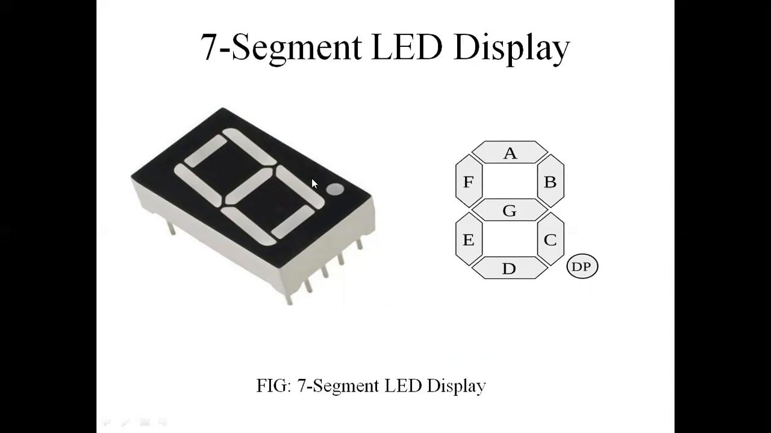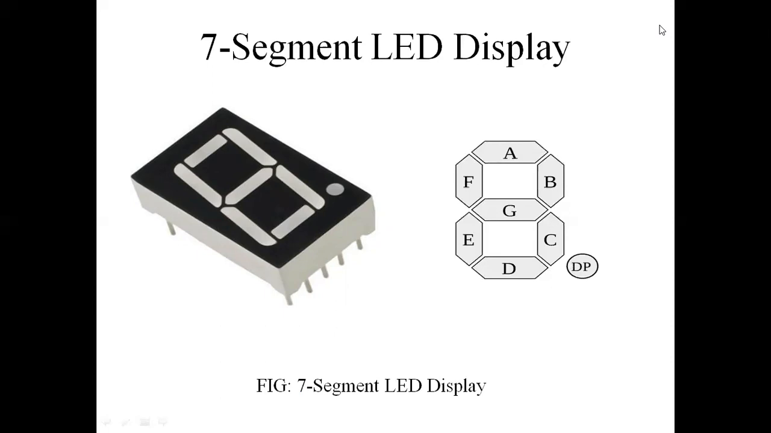What do you mean by alphanumeric? It means the display shows both alphabets and numbers, hence it is used for displaying alphanumeric characters. It contains 8 light emitting diodes. Seven of them are A, B, C, D, E, F, G, and the plus 1 is the DP. So there are 8 LED segments.